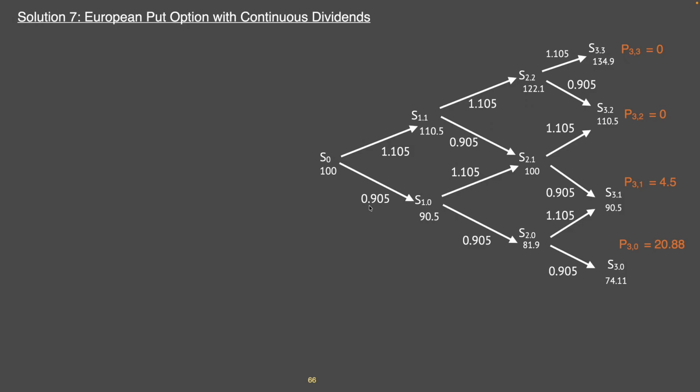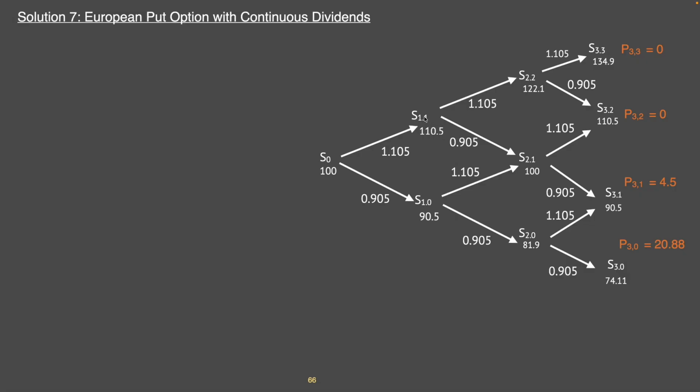Now let us take S10. What are you going to do? We know the down value D is 0.905. Just multiply 100 with this, you get 90.5. Now this node has a probability of moving up by 1.105 and moving down by 0.905. So the value of S20 will be 90.5 into 0.905, which comes to 81.9. We will get the value of 100 from here also, from S11, 110.5.